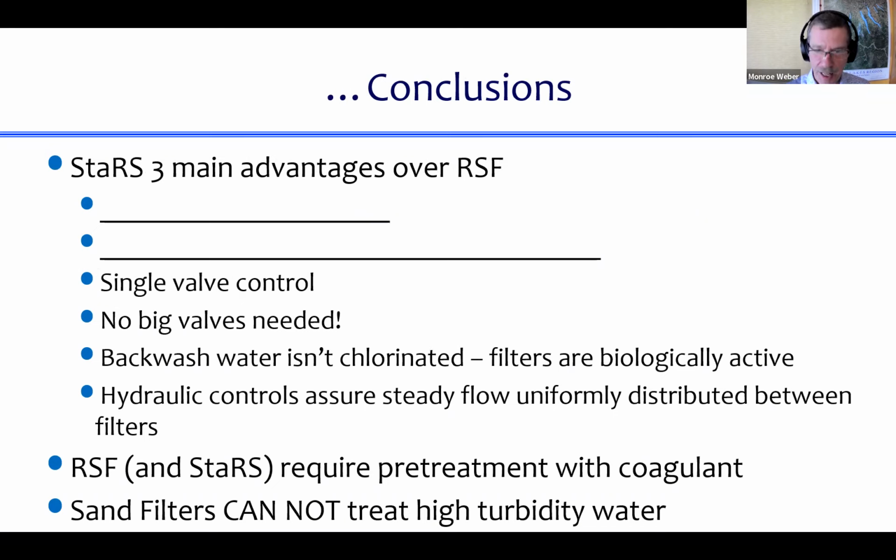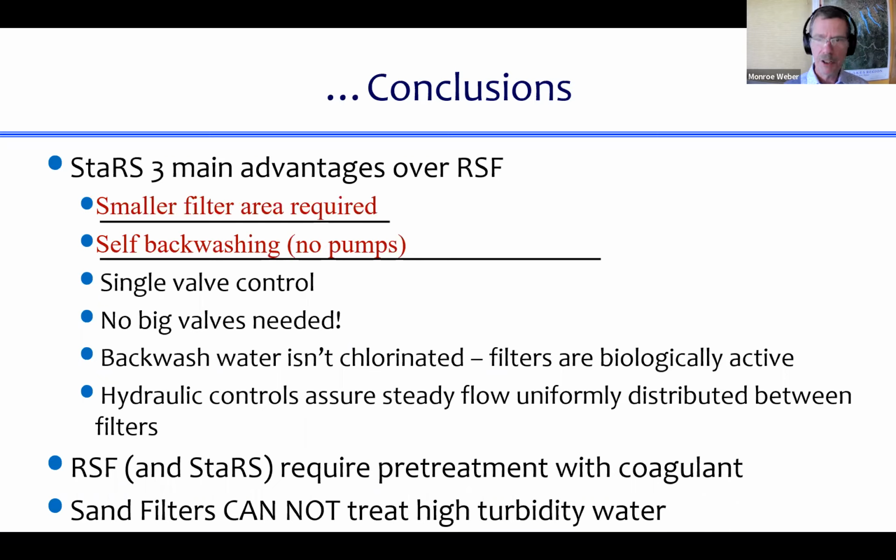A couple advantages of... that's pretty funny. I have written here 3, and it looks like that list is longer than 3. So it raises questions about my ability to count to larger numbers than 3. So 3 big advantages over rapid sand filters, and things come up in reverse order. Okay, so it's more compact, uses a smaller filter area. It's self-backwashing. You don't need to have any pumps. There's a single air valve that's used to control the whole system. So no big valves needed.